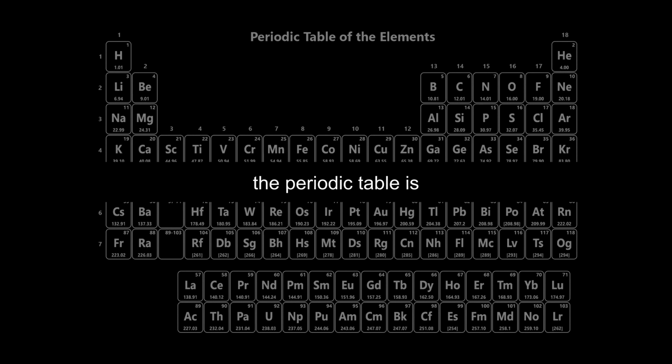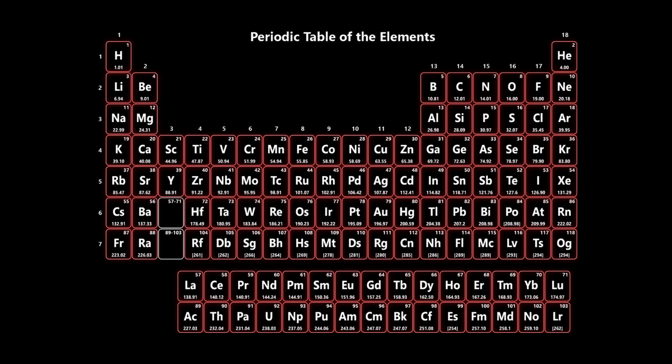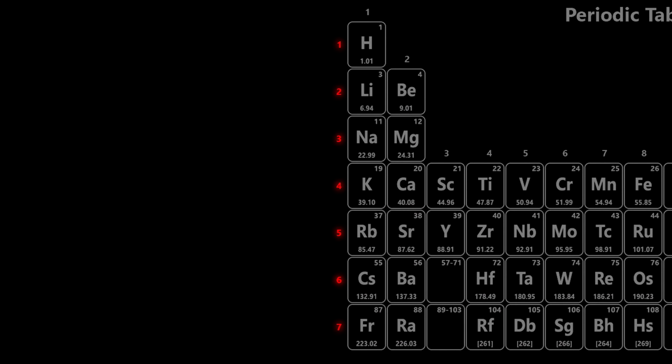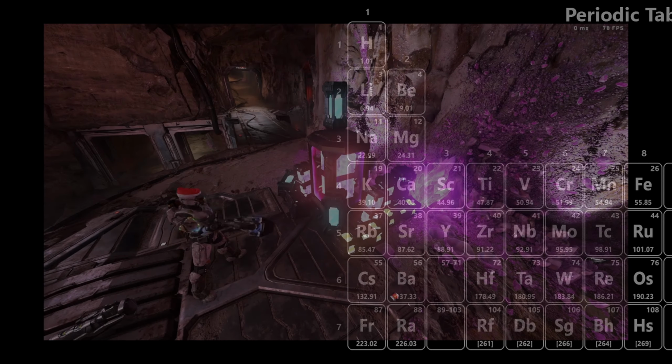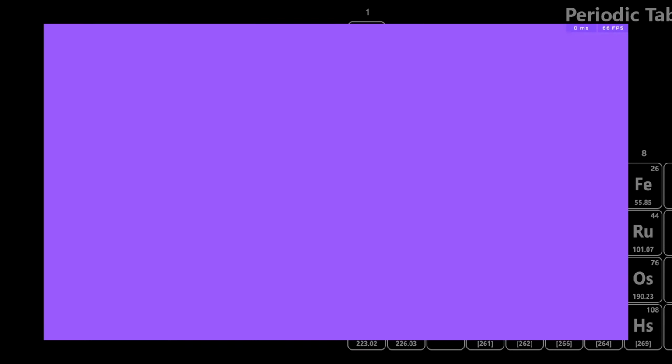The periodic table is a tool chemists can use for all things chemistry. Each box on the table represents a different element. The column numbers on the far left of the table represent each element's period. The periods are numbered 1 through 7, with 7 having the highest energy level and 1 having the lowest. For example, the energy level of hydrogen is very weak, whereas for uranium it is very powerful.